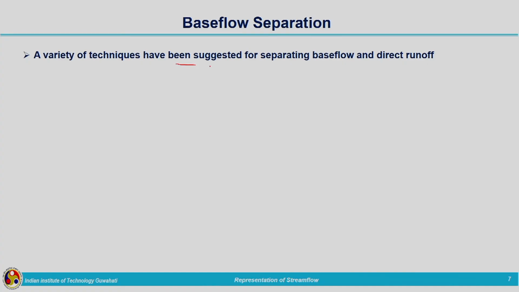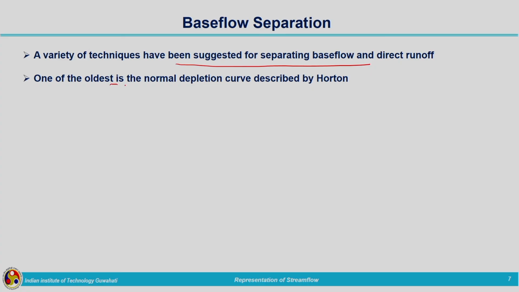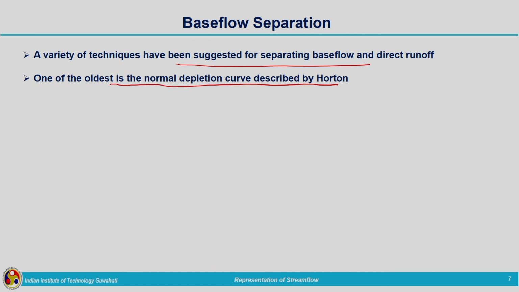A variety of techniques have been suggested for separating base flow and direct runoff. That is, what is the contribution coming from groundwater and also from the surface flow and interflow, that we need to separate. So, one of the oldest methods is the normal depletion curve described by Horton. Horton has carried out studies related to stream flow, surface runoff, interflow and all, and he has proposed the normal depletion curve. That normal depletion curve method can be utilized for base flow separation.